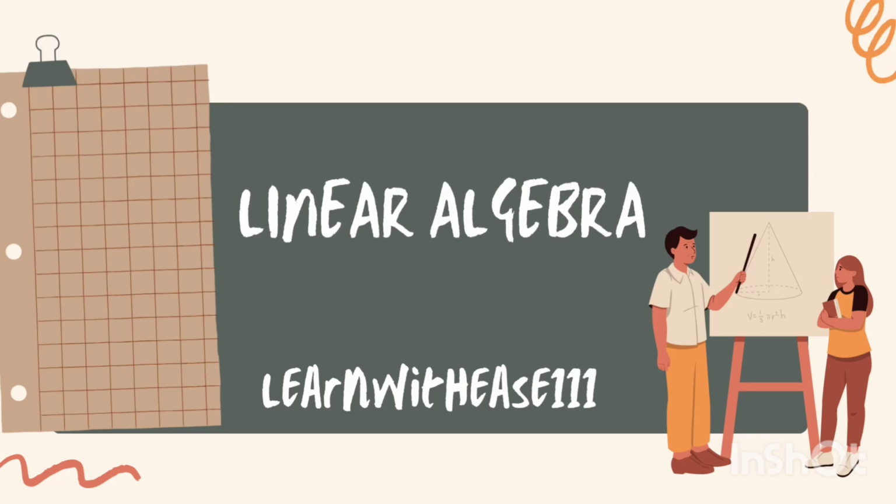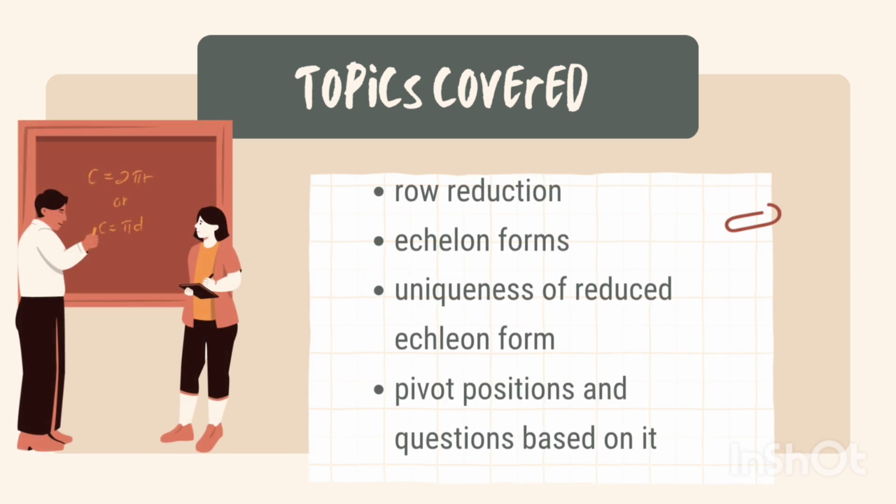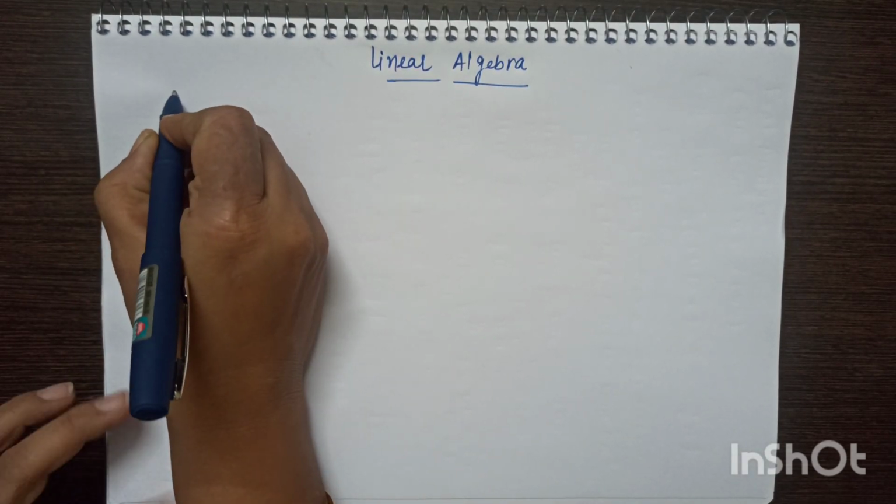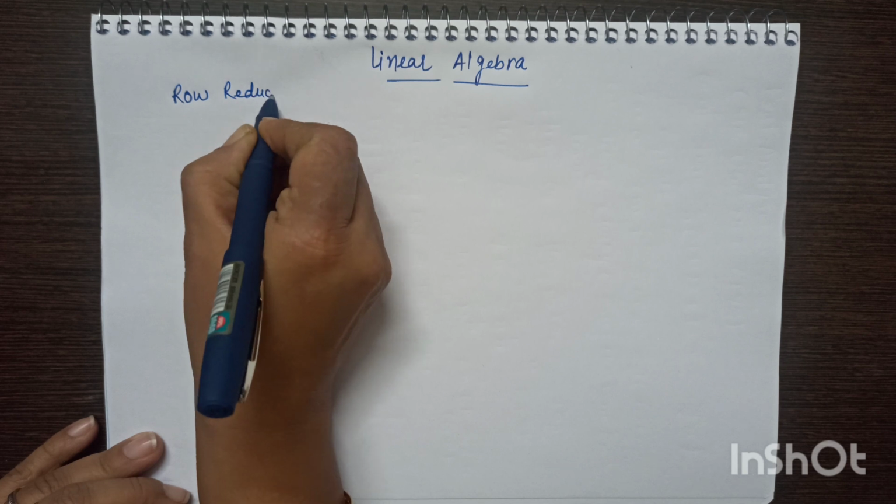This lecture is in continuation with the lecture series of linear algebra. Topics covered will be row reductions, Echelon forms, uniqueness of reduced Echelon form (statement of theorem only), pivot positions and pivot columns, and questions based on the same. So first of all, row reduction and Echelon forms.